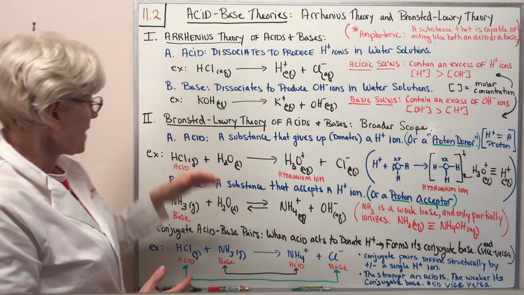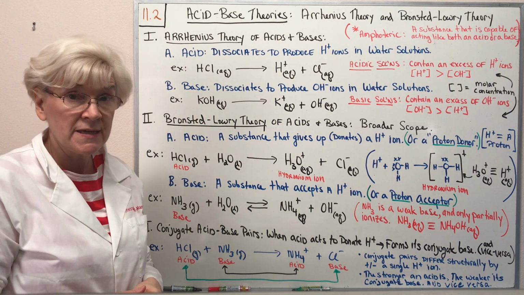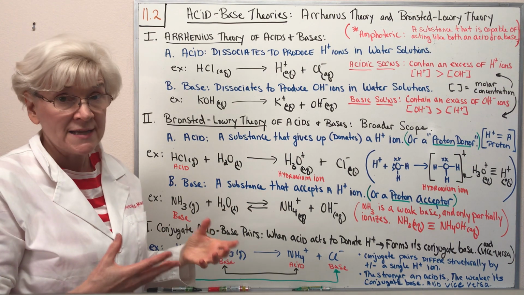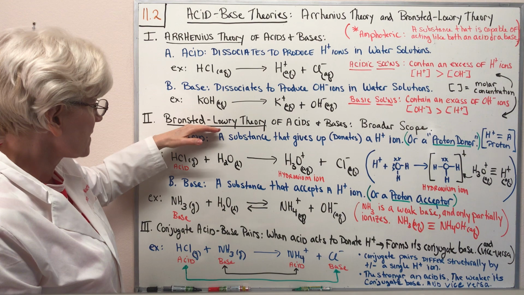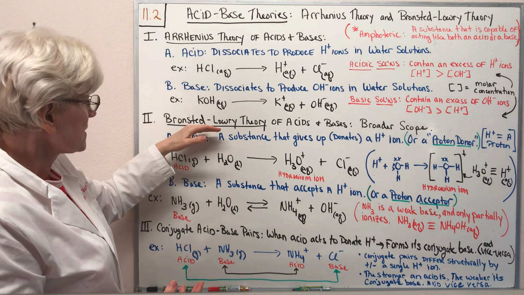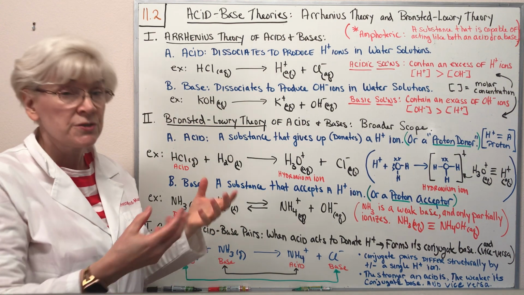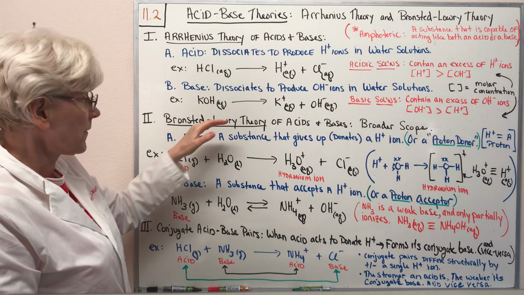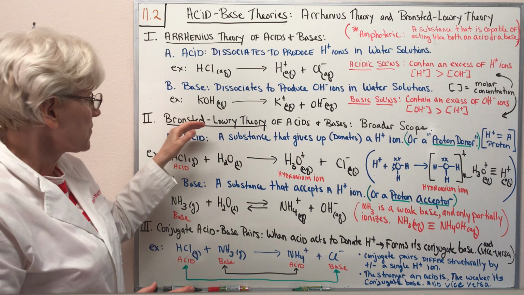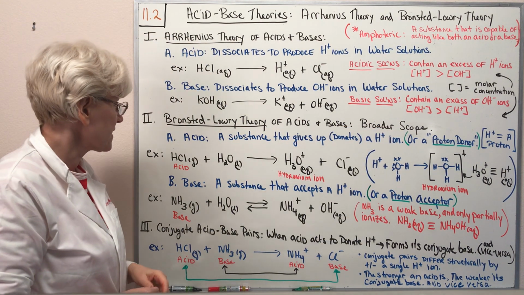scope. We then have the Bronsted-Lowry theory of acids and bases, which expands our understanding of what an acid and a base is. Both these scientists deserve credit for the development of this theory, but sometimes you will see the Bronsted-Lowry theory simply reduced to Bronsted theory, referring to the same set of ideas. So the Bronsted-Lowry theory, a broader scope of what an acid and a base is.